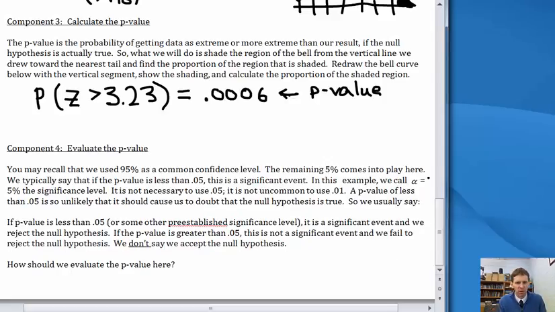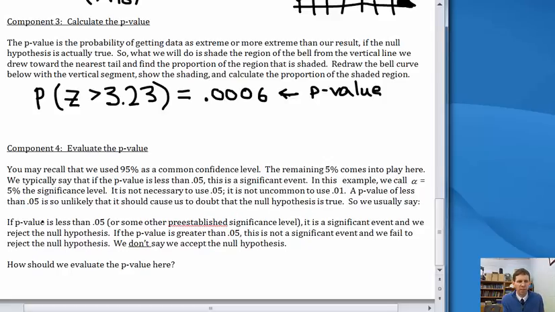In this example, we call alpha equals 5% the significance level. So the abbreviation for significance is alpha. It's not necessary to use 0.05, you could also use 0.01, similar to confidence intervals. You could use 95%, you could use 99%. A p-value of less than 0.05 is so unlikely that it should cause us to doubt that the null hypothesis is true. So let me say that one more time. If you get a p-value that's small, that should draw some red flags to go, something is kind of suspicious here. I don't think the null hypothesis would be true if we're getting a p-value that's this small.